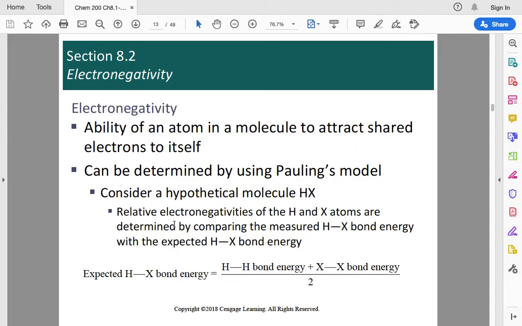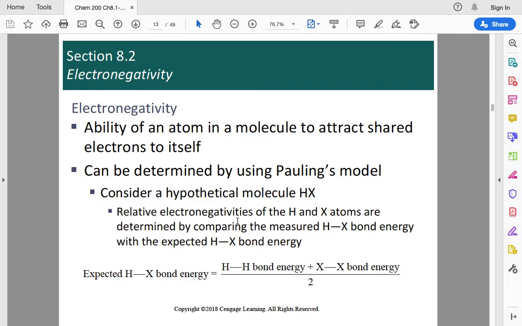So for us to get a better understanding of this polar covalent bond and how we can figure out if something is a polar covalent bond, we need to talk about the concept of electronegativity. And really, it's the ability of an atom in a molecule to attract shared electrons to itself. So when we say an atom is very electronegative, that means it likes electrons. It's going to hold and hoard and surround itself with the electrons in that bond. So the electrons will hang out closer to that atom, the shared electrons, than they would to the less electronegative atom. One way this can be determined is with Pauling's model.